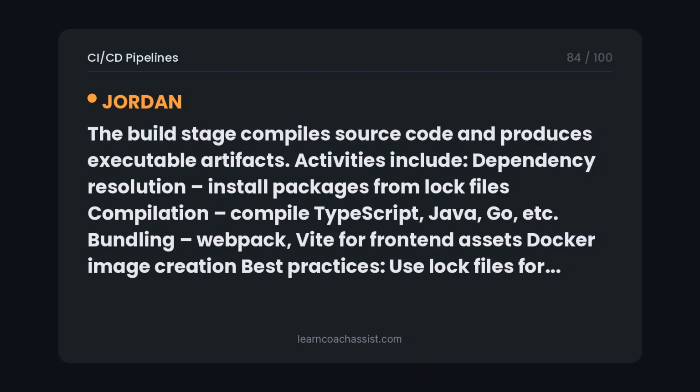What is the purpose of the build stage in a CI/CD pipeline? The build stage compiles source code and produces executable artifacts. Activities include dependency resolution, installing packages from lock files; compilation, compiling TypeScript, Java, Go, etc.; bundling, Webpack or Vite for front-end assets; Docker image creation. Best practices: use lock files for deterministic builds, enable build caching, fail fast on compilation errors, produce versioned artifacts.